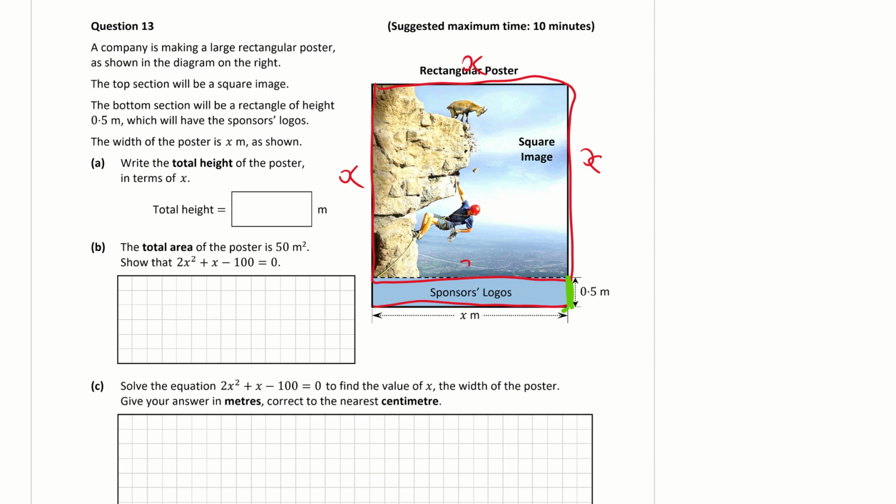The question wants us, in part A, to write down the total height of the poster. So the height of the poster is going to be this side here, which is x, and then the side here, which is 0.5 meters. So it's going to be x plus 0.5.